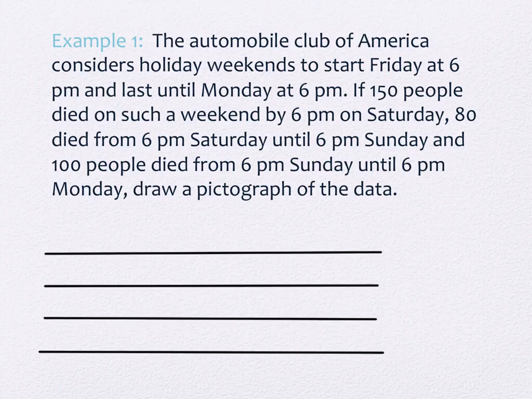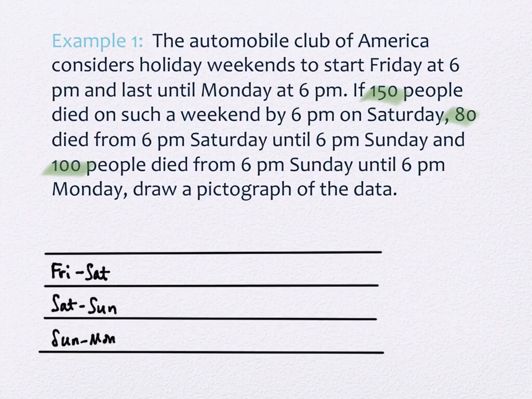There's 3 spaces. One space is going to represent the Friday to Saturday. They're specified by times, so if you want to put that in there, you can. Then this is Saturday to Sunday, and then we have our Sunday to Monday. Those are our 3 time slots. And the numbers we have are 150, 80, and 100.